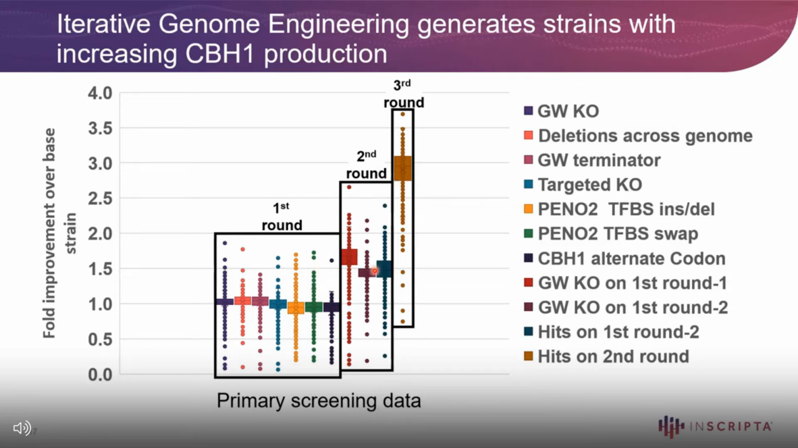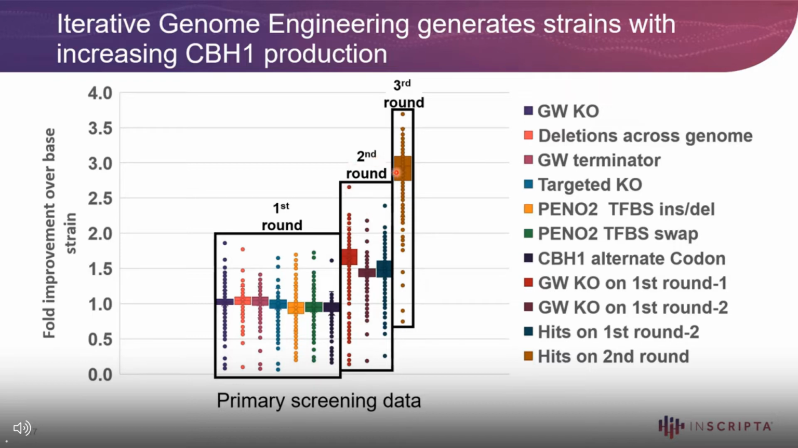I stacked either a genome-wide knockout on those 2 hits, or I took all the hits from the first round, designed a new library, and stacked that on top of one of the hits. And that's what went into the second round, which is shown here. Very nice for us to see that in our second round screening, again, we were able to identify hits with significantly improved CBH1 production.